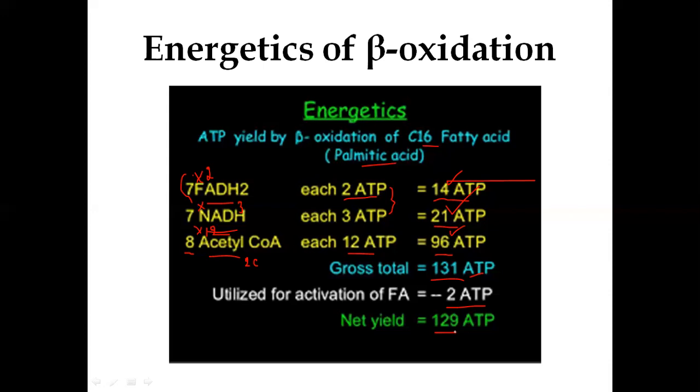But when you calculate the energy yield by its oxidation, that is for 129 ATP molecules, the free energy hidden in the palmitate is 2340 calories, but the energy yield by beta oxidation is 129 ATP molecules. For every ATP molecule it is 7.3 calories, so totally 940 calories will be released.